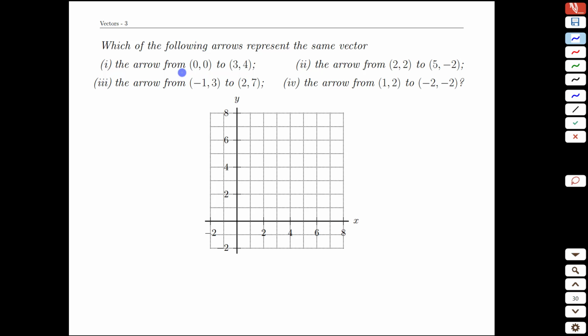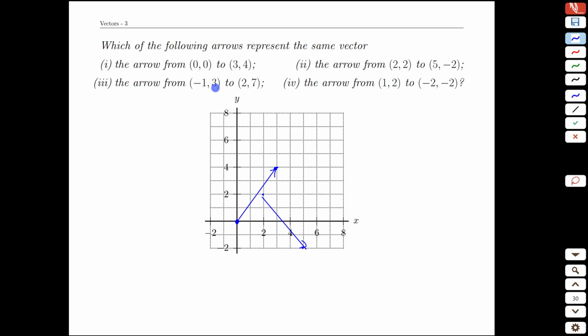For instance, we can draw a vector that starts at 0, 0, the origin, and goes to the point 3, 4 up here. That is a perfectly reasonable vector, and notice it has an arrow, so this would be the start, and that would be the end point. We can also draw another vector, say from 2, 2 to 5, negative 2, down here. Those are very clearly different vectors.